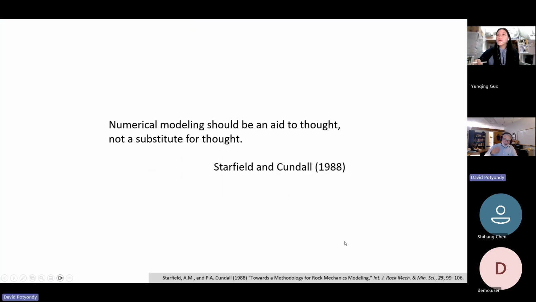Okay. By the way, just as a secondary thing, the reason that I do what I do is because Tony Starfield was my professor when I was an undergraduate, and he got me interested in modeling. He's a fantastic professor. He's actually from South Africa, and he was an applied mathematician. He's not a rock mechanics person, or civil, he's a mathematician, right?